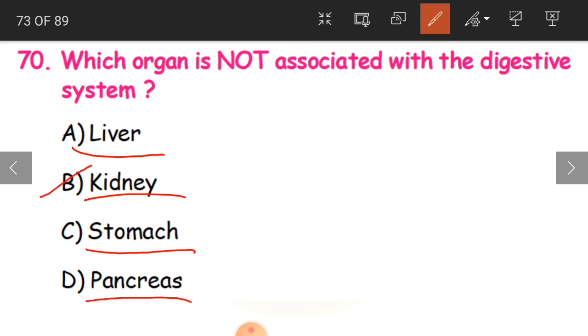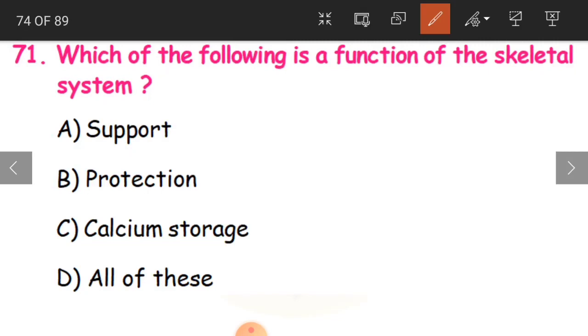Kidney is connected with the excretory system, children. So it doesn't come under the digestive system. So that is why B is the correct answer. Now, the next question, 71.